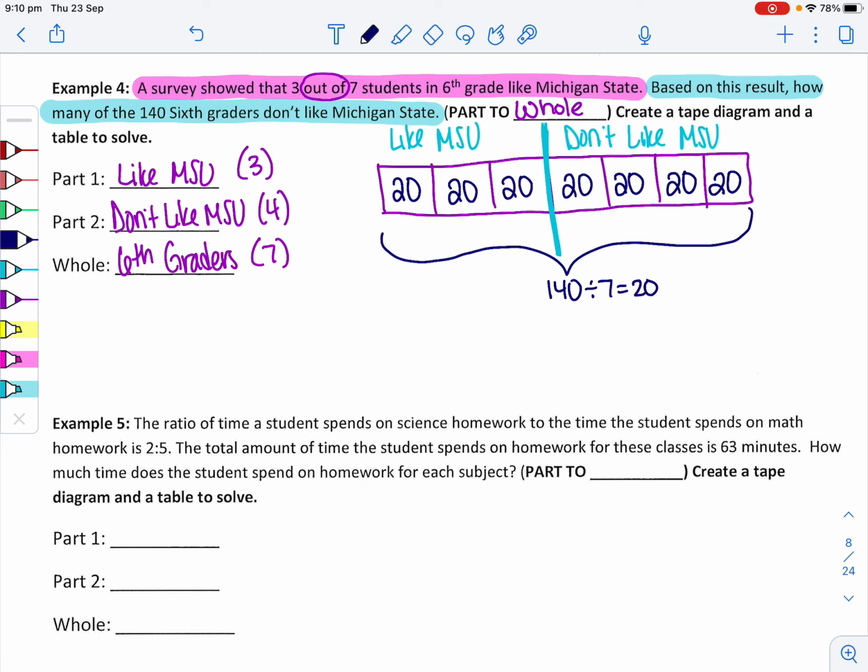And now we're going to answer the question. Based on this result, how many of the 140 6th graders don't like Michigan State? That's going to be this side of the tape diagram. So we've got 80 students who don't like MSU.